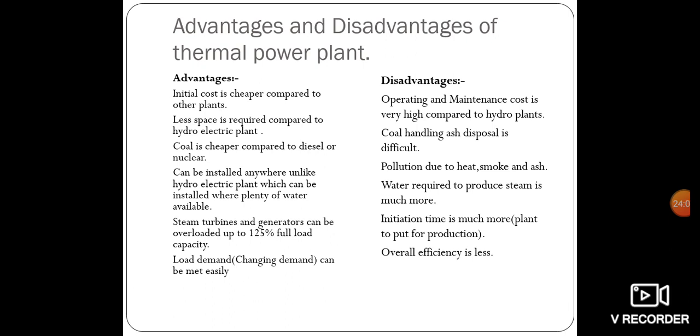Advantages. Initial cost is cheaper compared to other plants. Compared to hydroelectric power plants, thermal power plants are cheaper because huge investment is required in hydroelectric power plants, dams have to be constructed, and a power generating station has to be installed. So the cost involved in the hydroelectric power plant is more, and because of that thermal power plants are cheaper compared to hydroelectric or nuclear power stations.